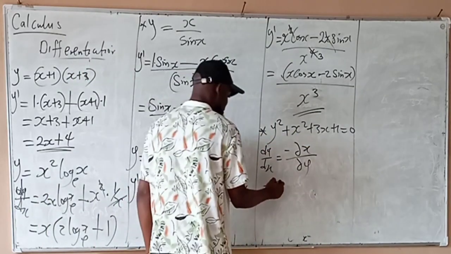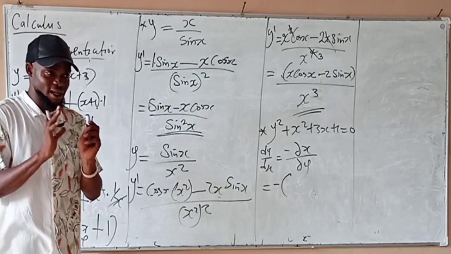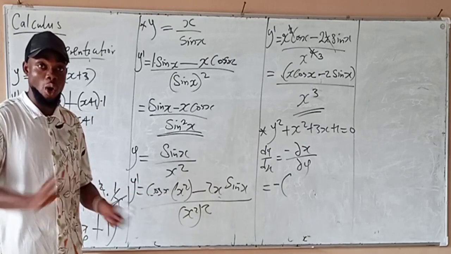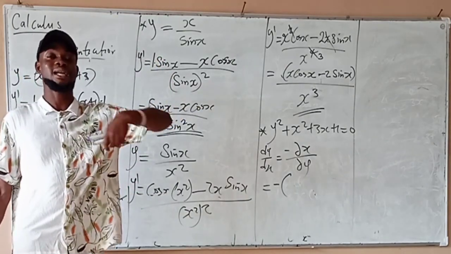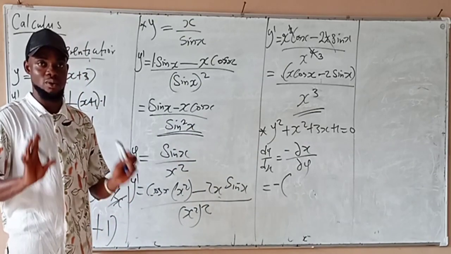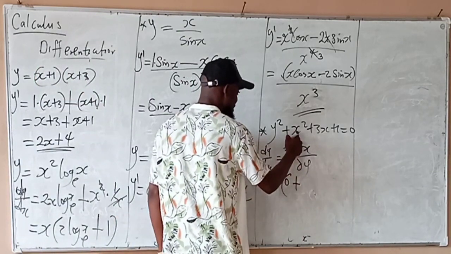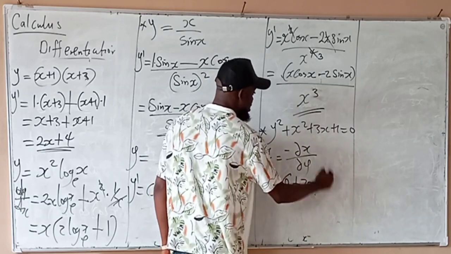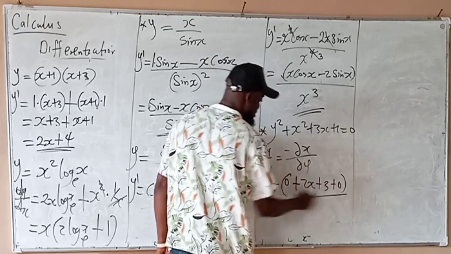Look at it. If I'm differentiating x, anything that doesn't have x with it at all will be 0. Anything that has x with it, I will differentiate the x out and leave the other ones there. That's how it is done. This one doesn't have x at all, 0. This one has x, differentiate x squared, you have 2x. Differentiate 3x, you have 3. Differentiate 1, 0.